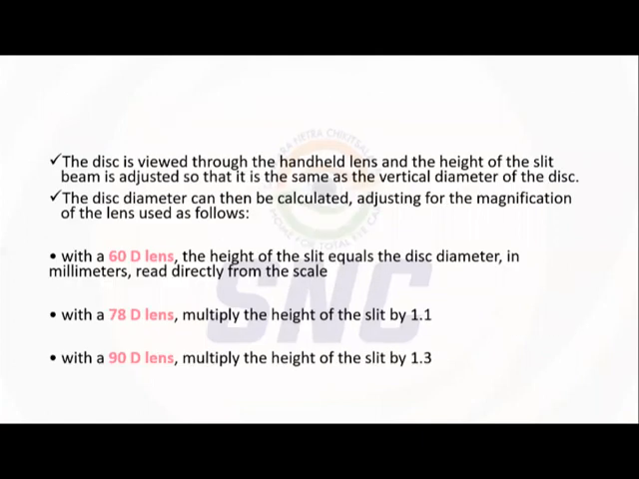The disc is viewed through the handheld lens, and the height of the slit beam is adjusted so that it is the same as the vertical diameter of the disc. The disc diameter can then be calculated, adjusting for the magnification of the lens used. With the 60D lens, the height of the slit equals the disc diameter in millimeters, and we can read it directly from the scale. In the case of the 78D, we have to multiply the height of the slit by 1.1, and with the 90D lens, we multiply by 1.3.